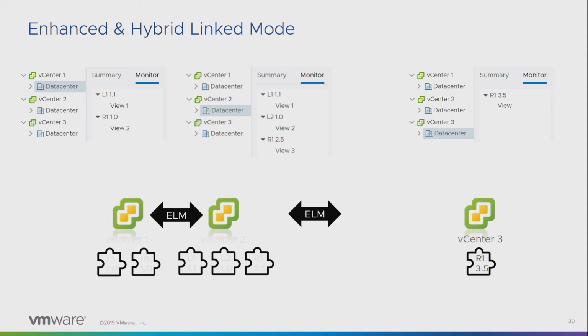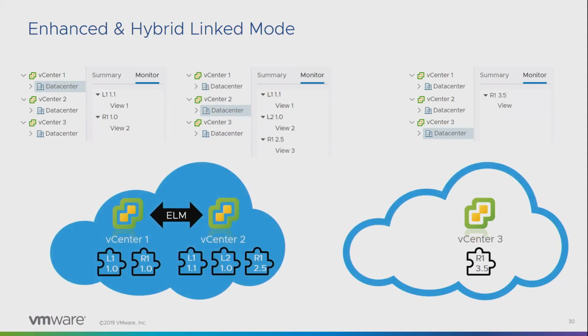And now you might be going like, okay, but this is just ELM. When we talk hybrid, things are a lot more complicated. You have those separate SSO domains and so on. So let's just add those. The first 2 belong to one SSO domain. The third one is on the other SSO domain.